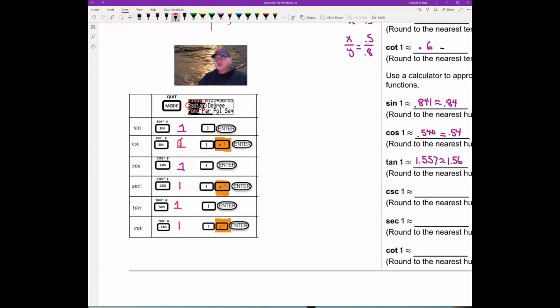So to do the reciprocal functions, all we do is type them in just like the other ones, except at the end we hit x to the -1. We use the reciprocal key. So to get my cosecant, for cosecant, that's the reciprocal of sine. I'm gonna do sine 1, and then hit the reciprocal.